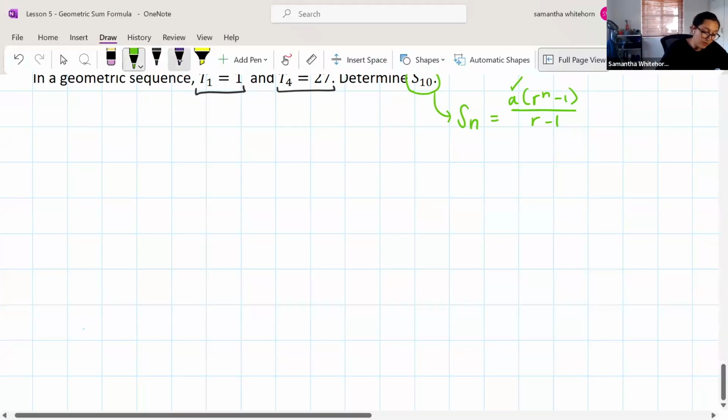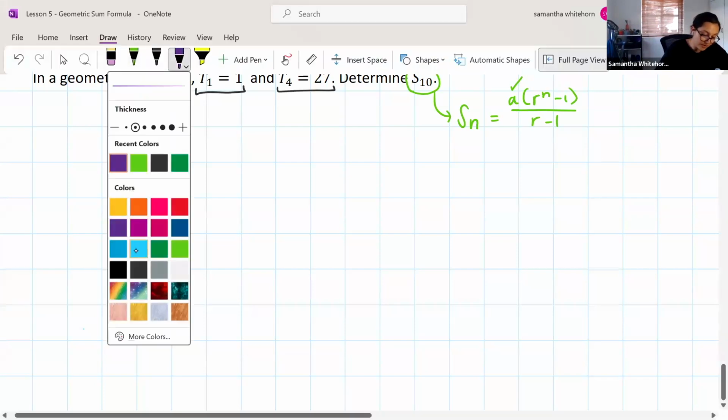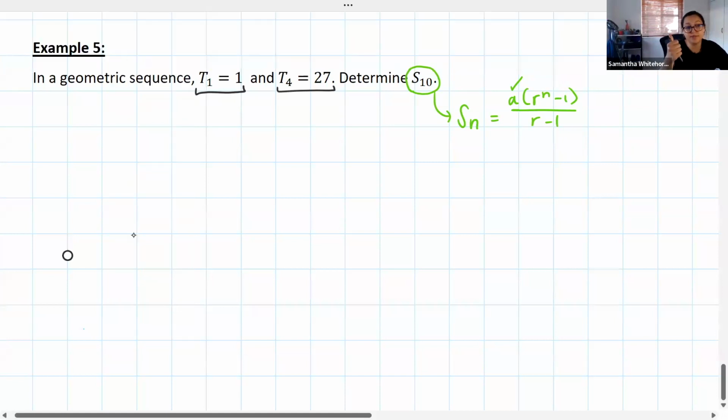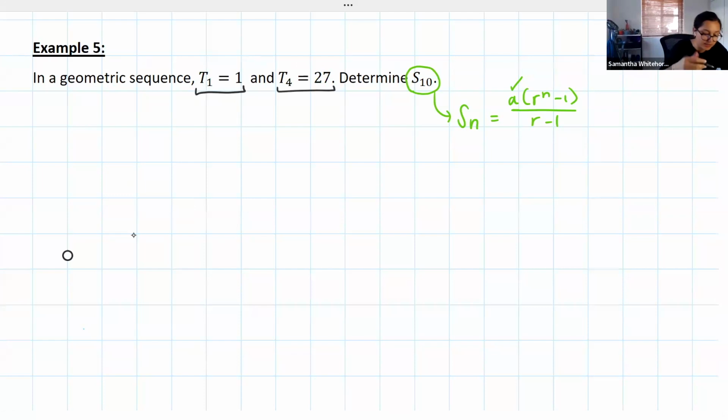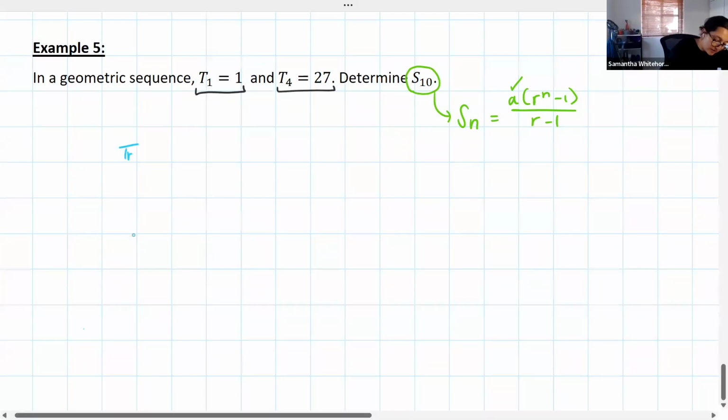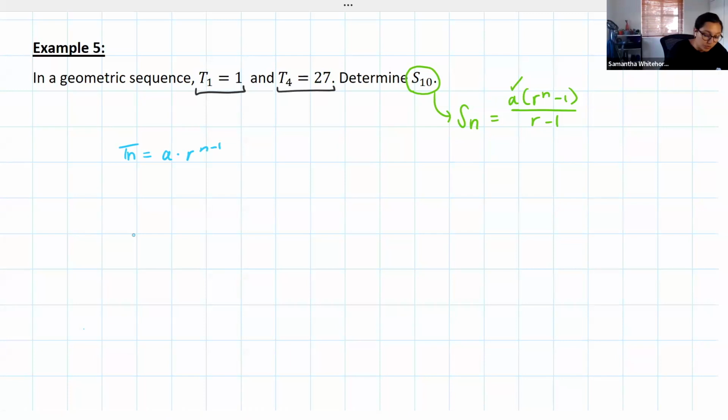So if we think about it, we have been given a term position and a term value in each case. I know term 1, the first term, is equal to 1, and I know term 4, the fourth term, is equal to 27. So if I go back to my TN formula, I can use that information to my advantage. I'm going to sub in both, and then we'll discuss which one we'll use.